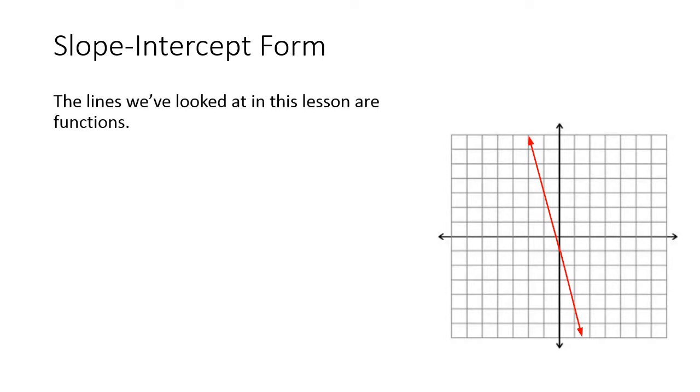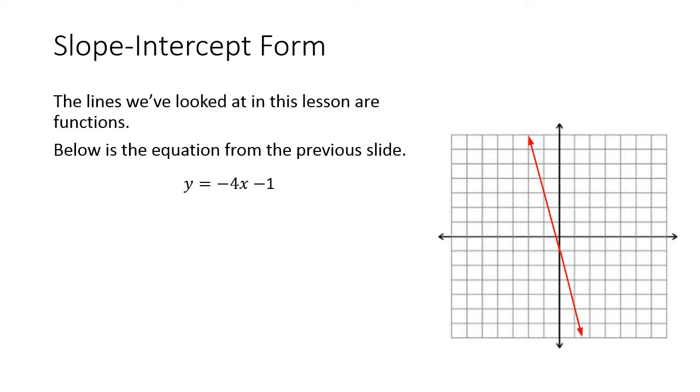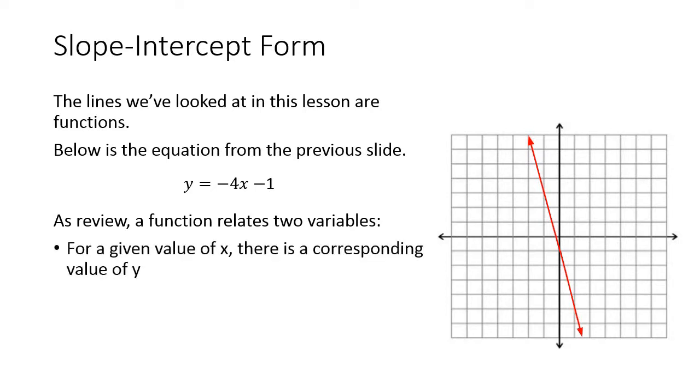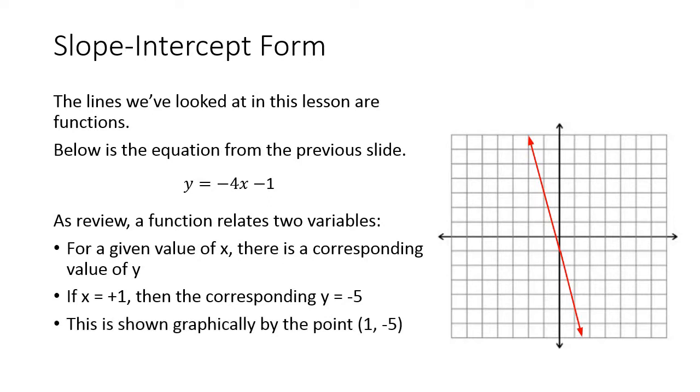The lines we've looked at in this lesson are functions. Below is the equation from the previous slide, and its graph to the right there. As a review, a function relates two variables. For a given value of x, there is a corresponding value of y, and only one corresponding value of y. If x equals +1, then the corresponding y equals -5. This is shown graphically by the point (1, -5).